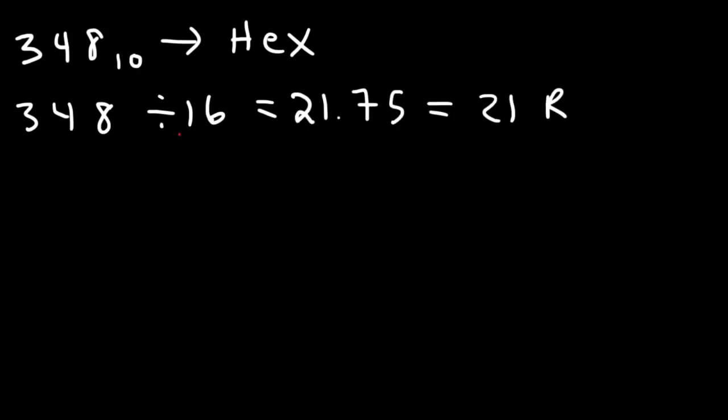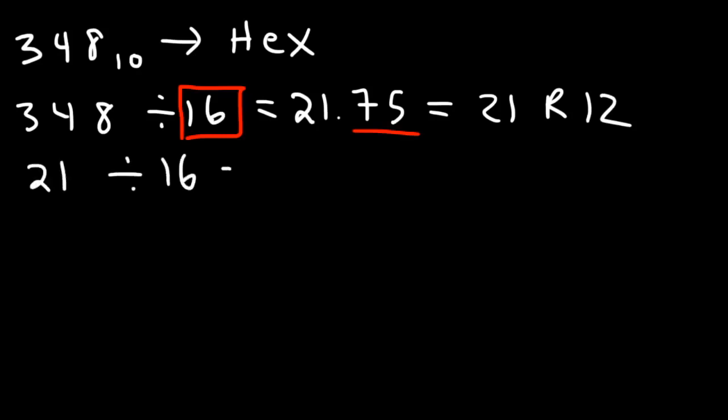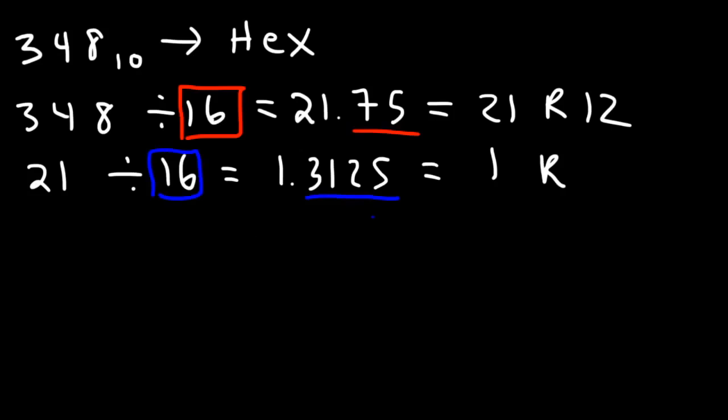To find the remainder, multiply 16 by 0.75. So 16 times 0.75, that's 12. So it's 21 remainder 12. Now, let's take 21 and divide that by 16. So 21 divided by 16 is 1.3125. And so we have 1 remainder. Now let's multiply 16 by 0.3125. And that's going to give us 5. So it's 1 remainder 5.